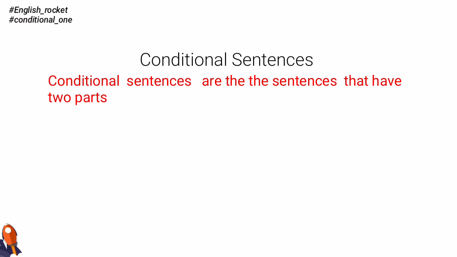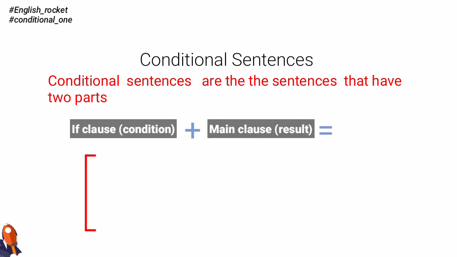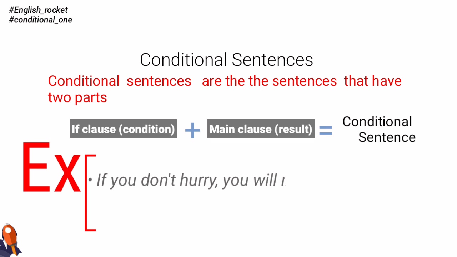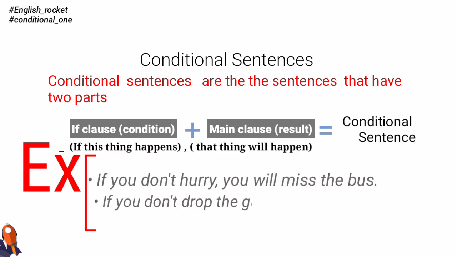Conditional sentences are the sentences that have two parts: the if clause, the condition, plus the main clause, the result. For example, if you don't hurry, you will miss the bus. If you don't drop the gun, I'll shoot. In the first example, if you don't hurry is the condition. You will miss the bus is the result.